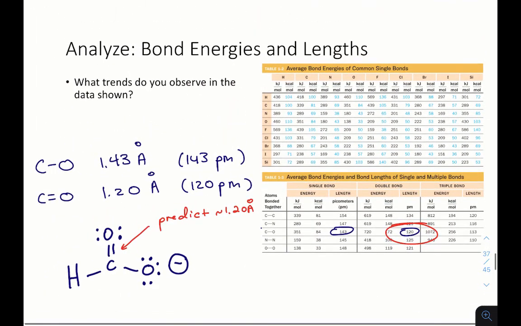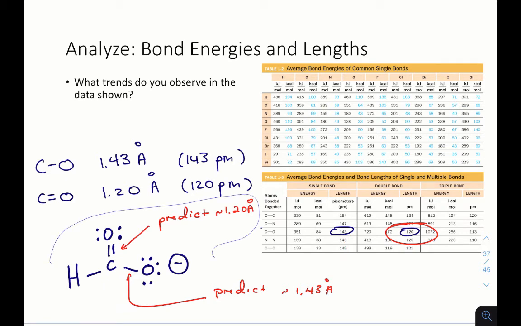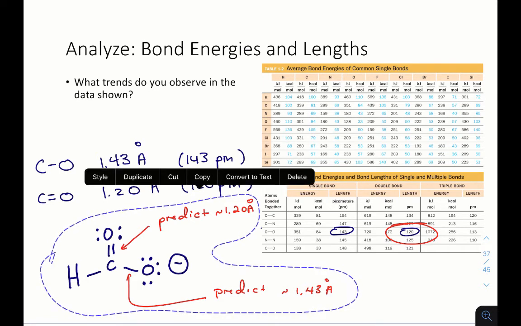If this carbon-oxygen bond is as drawn, a single bond, then we will predict a bond length of about 1.43 angstroms, as is indicated in this table, which we have no reason to doubt. Now let's go ahead and compare our predictions with the data.